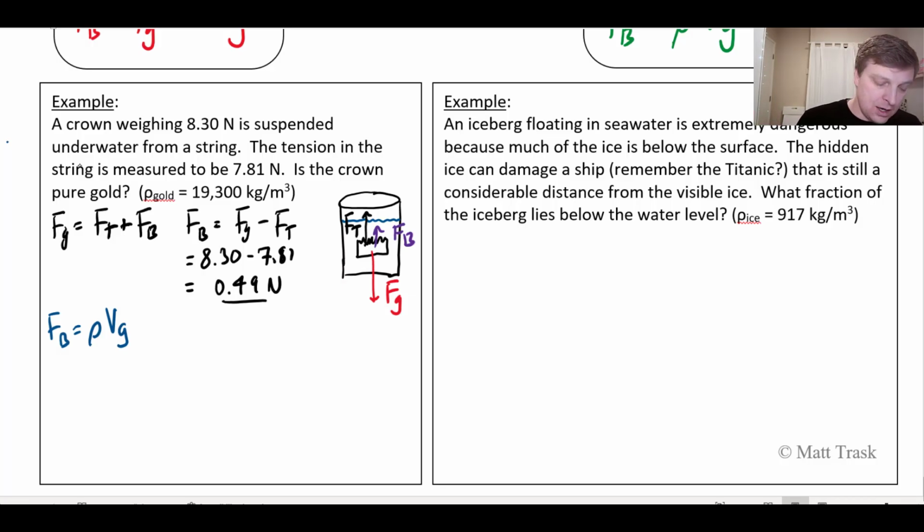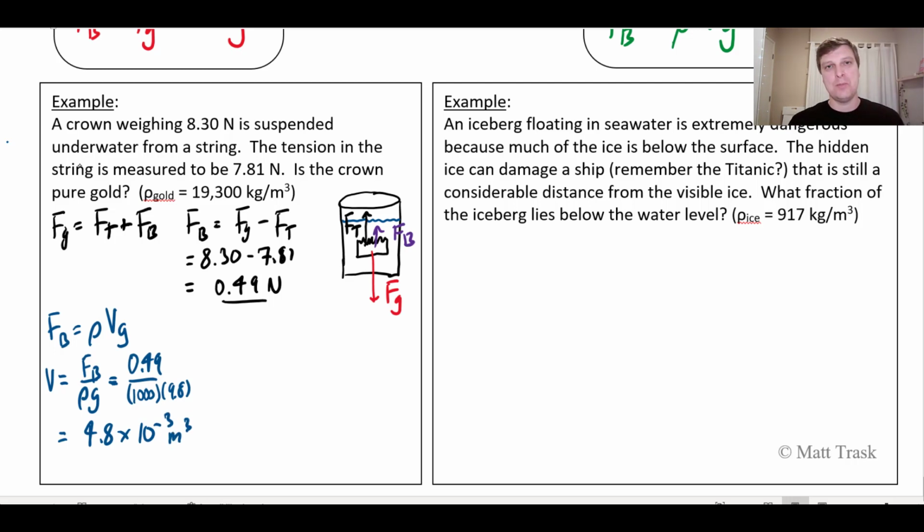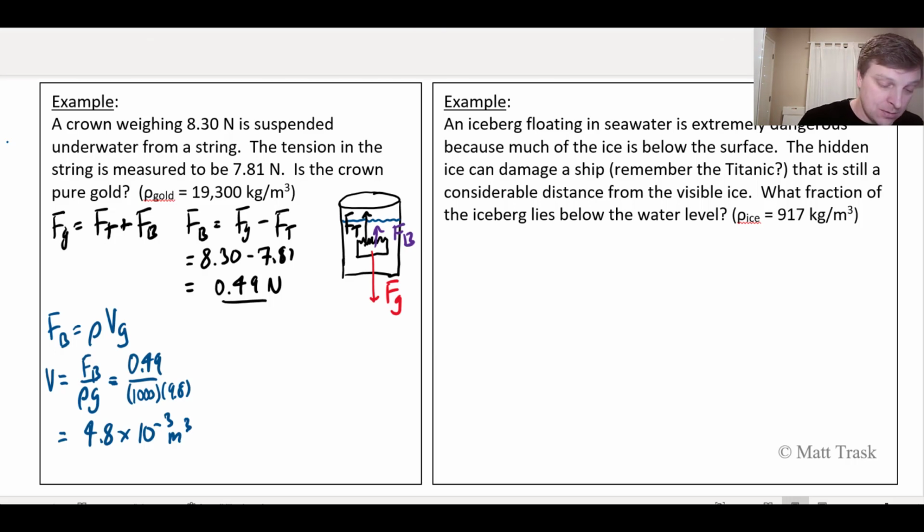So we could calculate the volume of the crown. So V is going to equal Fb over rho g, which is 0.49 newtons divided by the density of the fluid, which is 1,000, because it's in water, and g, 9.8. And so we end up with a volume. It's quite small. It's somewhere around 4.8 times 10 to the negative 3 cubic meters, which again makes sense because it's just a crown. So last but not least, we can find the mass of the crown.